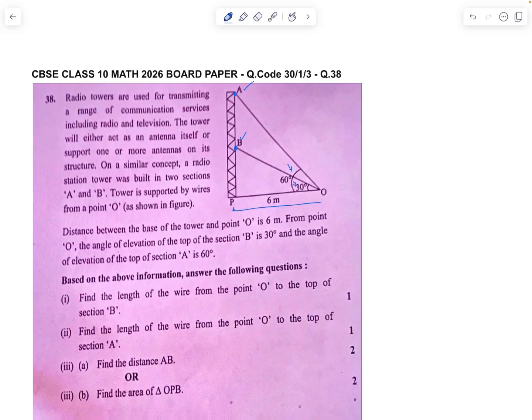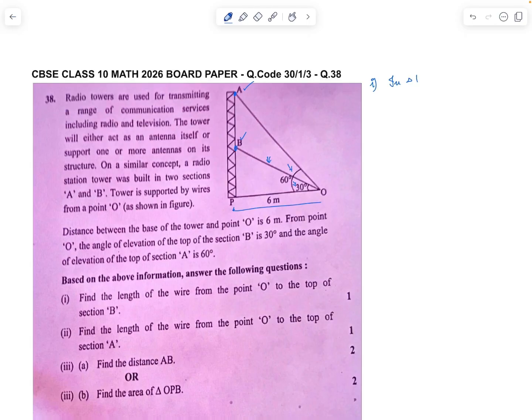Question 1. Find the length of the wire from the point O to the top of section B. That is, we have to find out the measurement of this OB. For that, let's consider the triangle POB. In POB, we have one angle and its adjacent side. We need the hypotenuse. So we will use the cos ratio for calculating this.